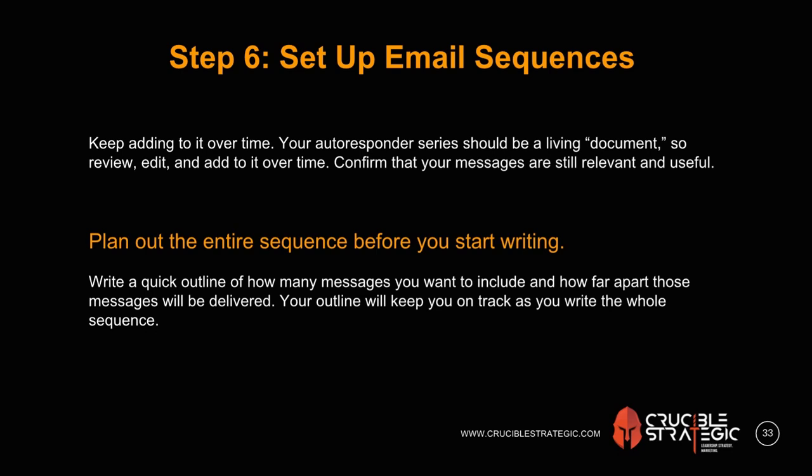And you don't have to plan out the whole contents of everything, but you need to write out a quick outline of how many messages you want to include and how far apart those messages are going to be delivered and all that. So your outline will help keep you on track as you write the whole sequence. Okay, so if you have like a 20 email sequence and you want to spread it out over the next 60 days, right? Then you just write a one-line deal like this email, that email, right? And then when you sit down, you only have to write one email about this one thing.